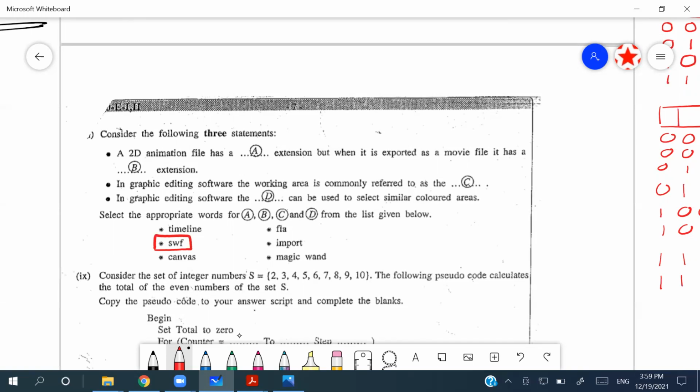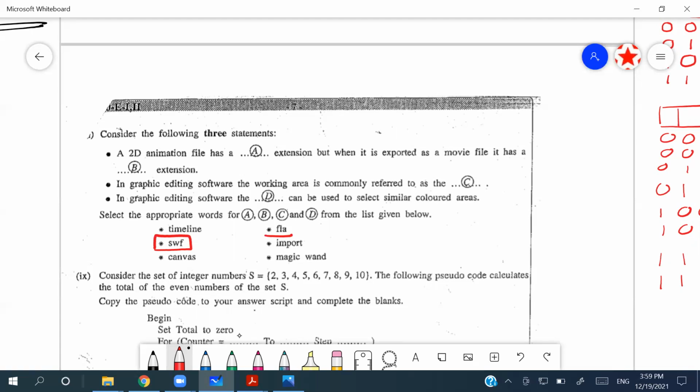But when it is exported as a movie file, it has, yeah, the FLA extension. Right? So of course, you may not know about that, people. So you can take marks for A and B because we are not familiar with the SWF and FLA.